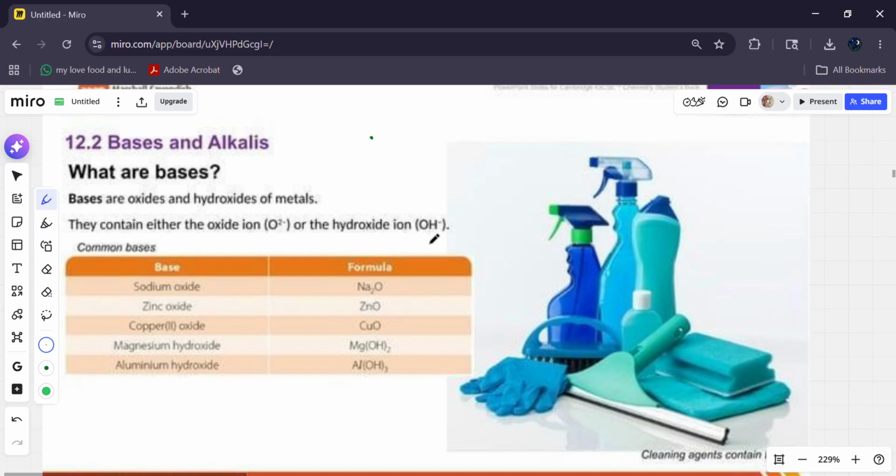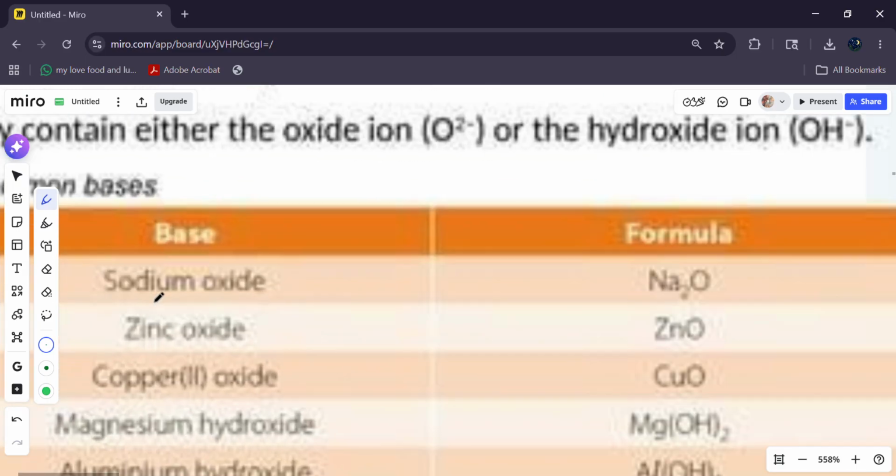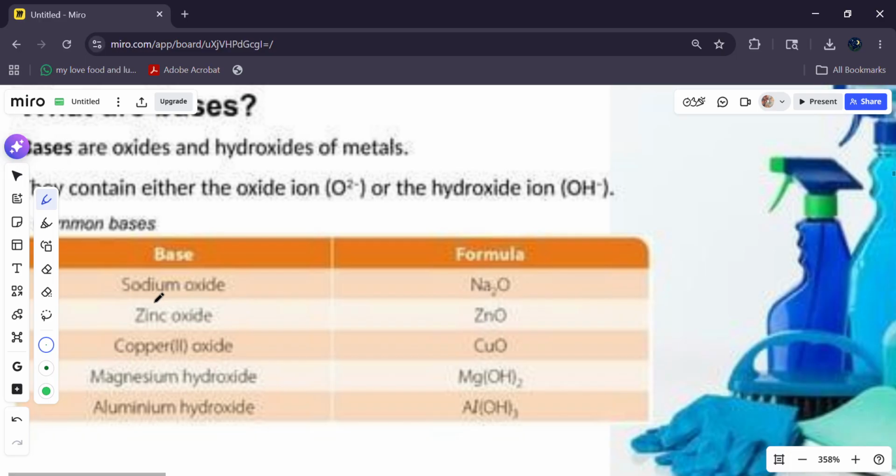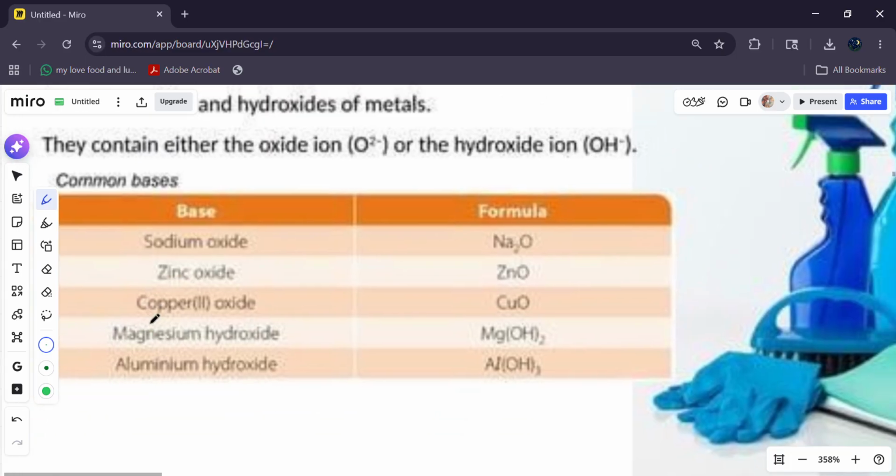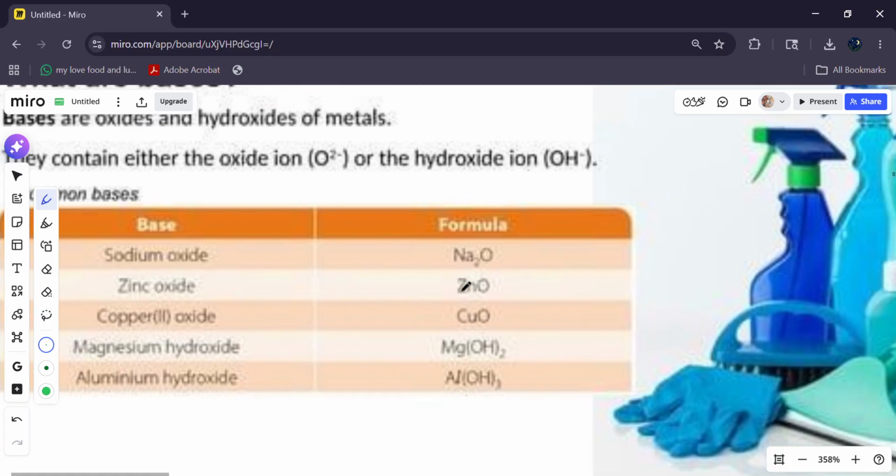And here are some common bases that you can see in the diagram that will appear in your IGCSE chemistry paper: sodium oxide, zinc oxide, copper 2 oxide, magnesium hydroxide, and aluminium hydroxide. The formulas are Na2O, ZnO, CuO, Mg(OH)2, and Al(OH)3.